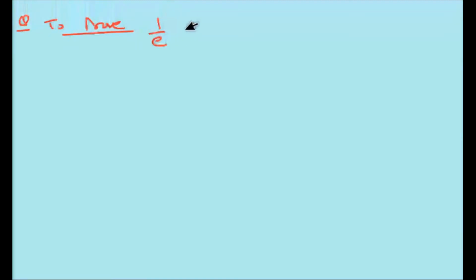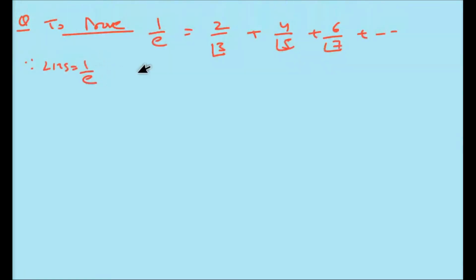1 upon e equal to 2 upon factorial 3 plus 4 upon factorial 5 plus 6 upon factorial 7 and so on. Okay, now how can you prove it? Since LHS equal to 1 upon e, we can write it as e to the power minus 1 using the exponential series.